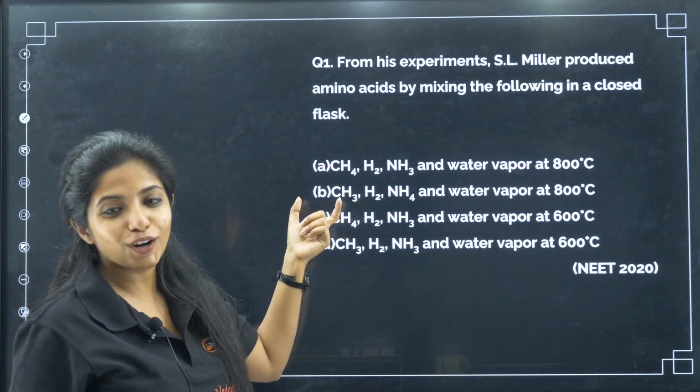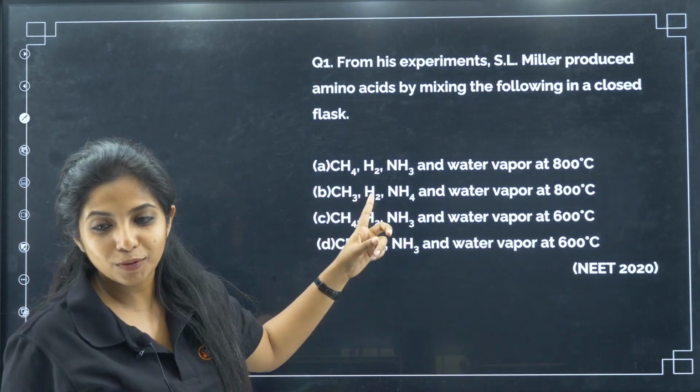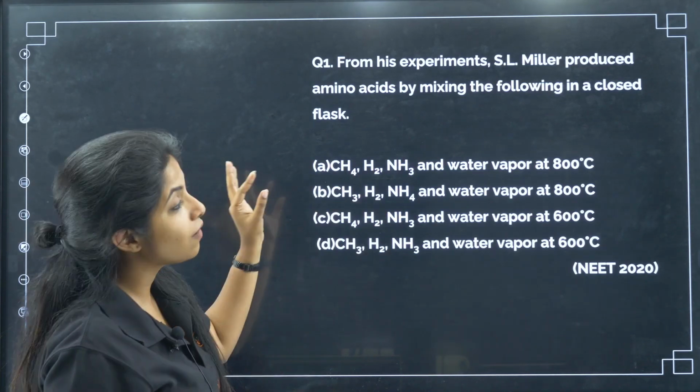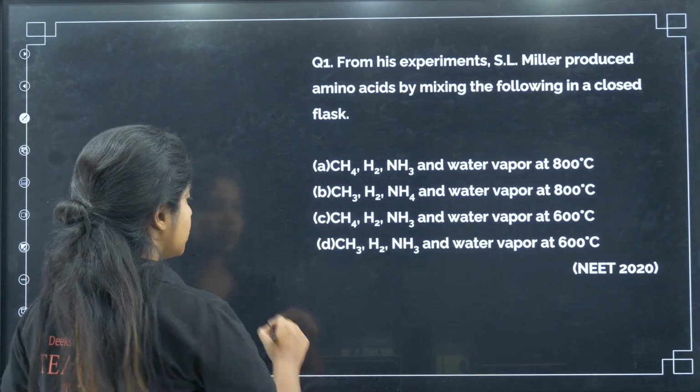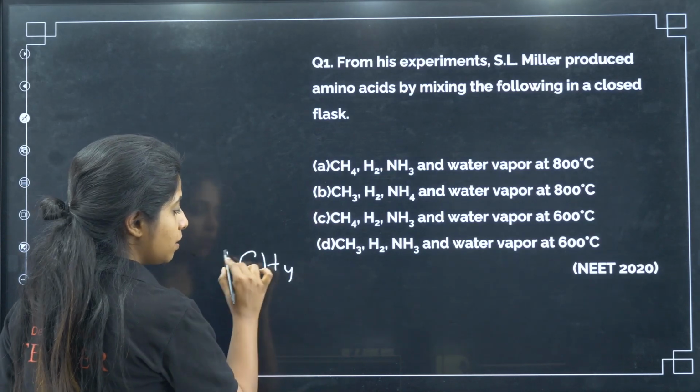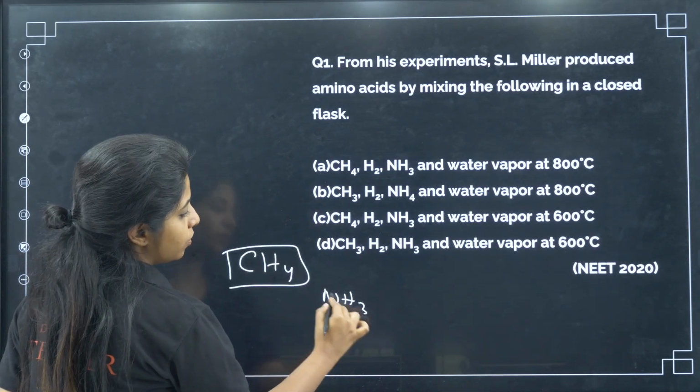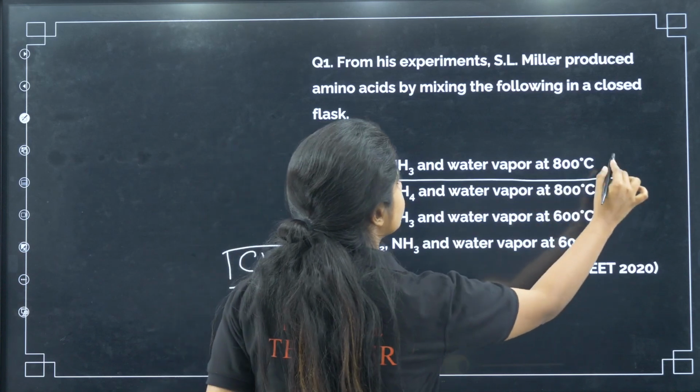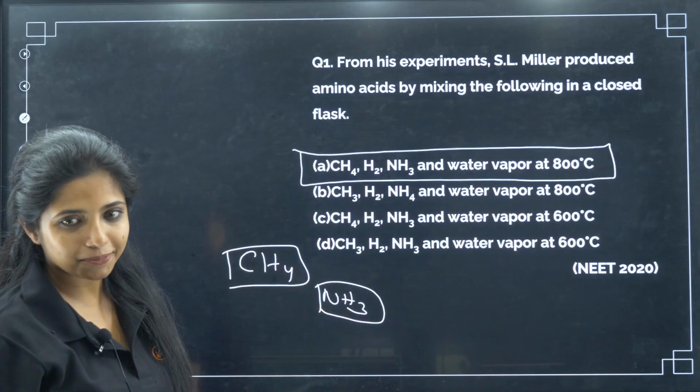Now, those of you who do not know the formulas of methane and ammonia get this answer wrong even after knowing the names. So CH4 stands for methane, my dear children, and NH3 is for ammonia. So basically your answer would be this, A.